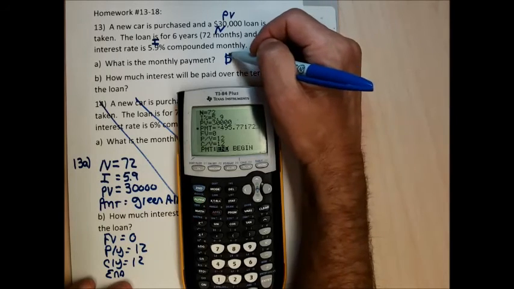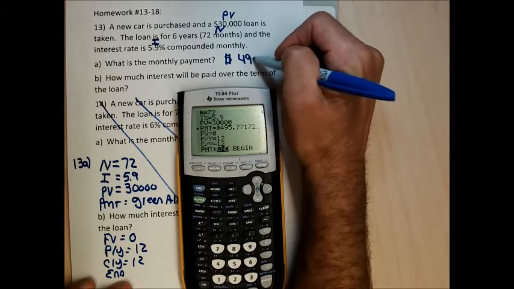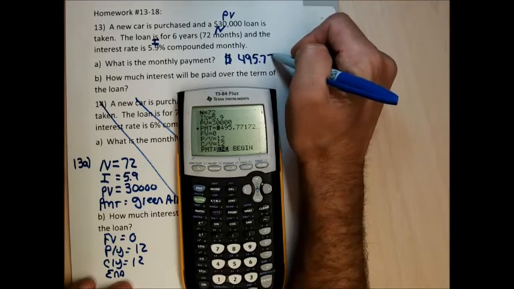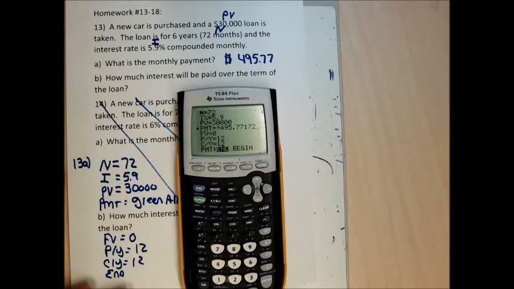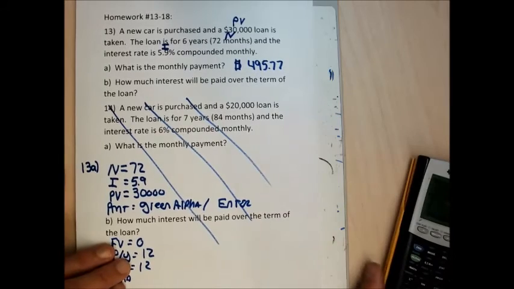My car payment is $495.77. And it's different than I have on my answer, but I feel good about it because I see the mistake on my answer. Part B, how much interest will be charged over the term of the loan?